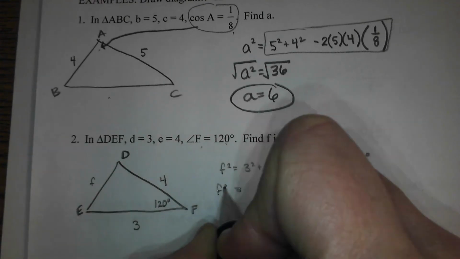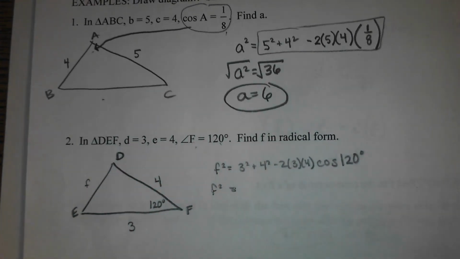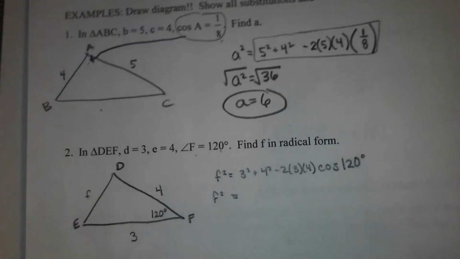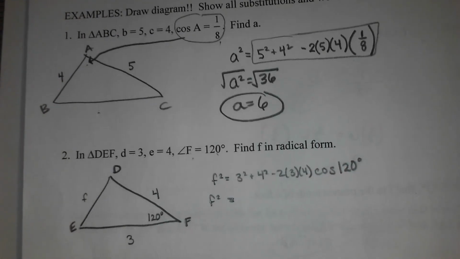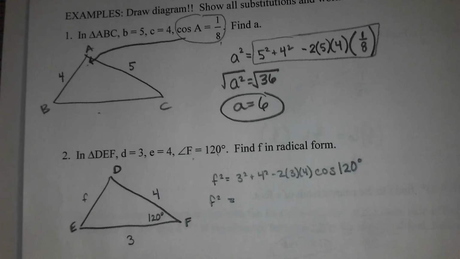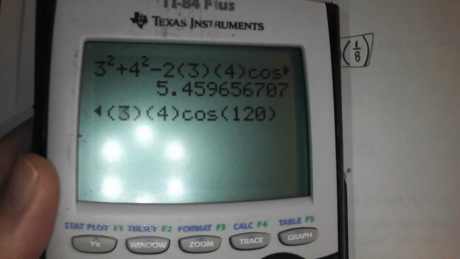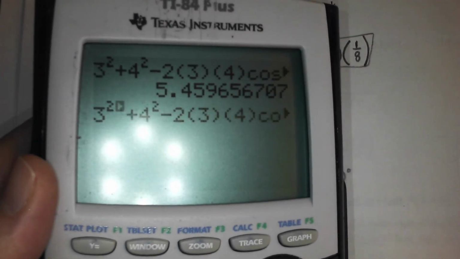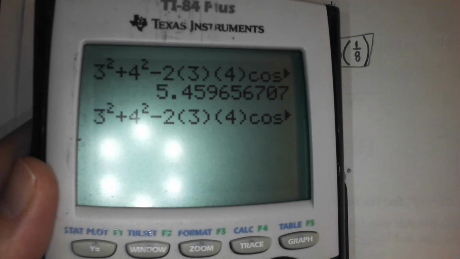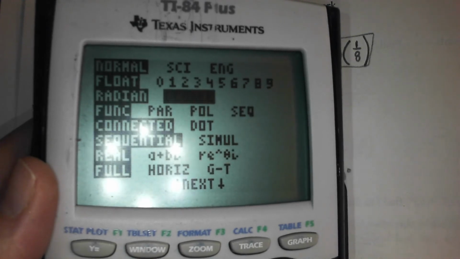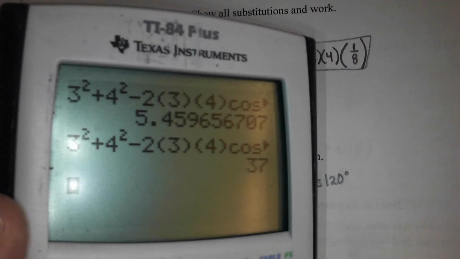And I got, I got 37 too. Brock, you're probably in radians, because I don't believe you typed anything in wrong. Minus 2 times 3 times 4. Math, mode, radians, degrees. And now if I hit enter, you got 37.